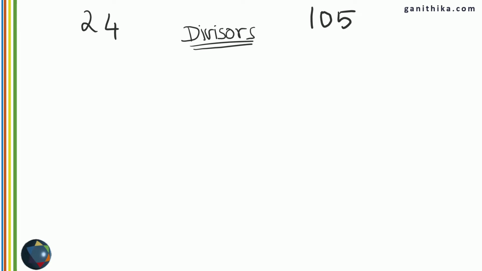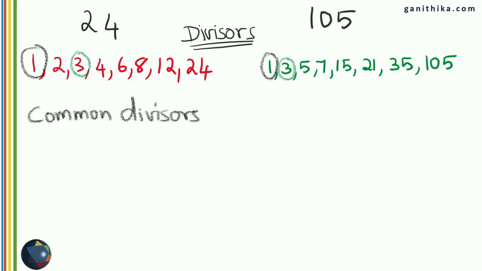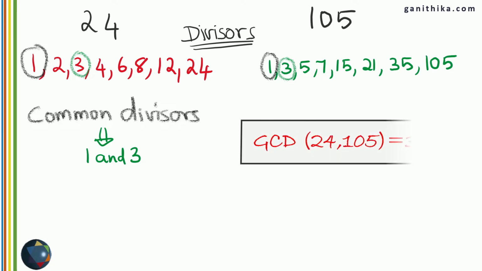So let's find the common divisors of 24 and 105. For 24, the divisors are here: 1, 2, 3, 4, 6, 8, 12 and 24. We just saw 105: 1, 3, 5, 7, 15, 21, 35 and 105. Now try to collect the common divisors from this list. The first common divisor we can collect is 1, then it is 3. So there are only 2 common divisors here, 1 and 3. Among these common divisors, the greatest divisor is 3. Therefore, the greatest common divisor of 24 and 105 is 3.